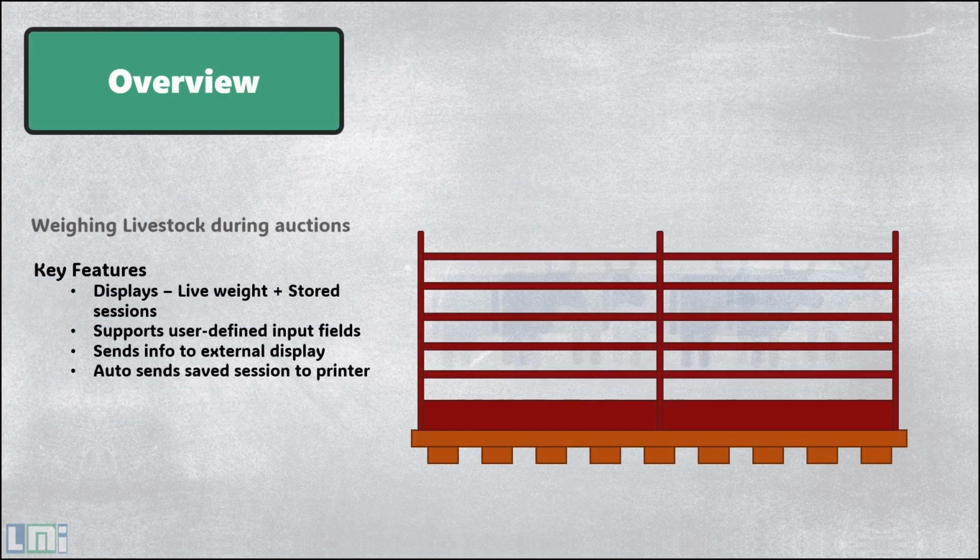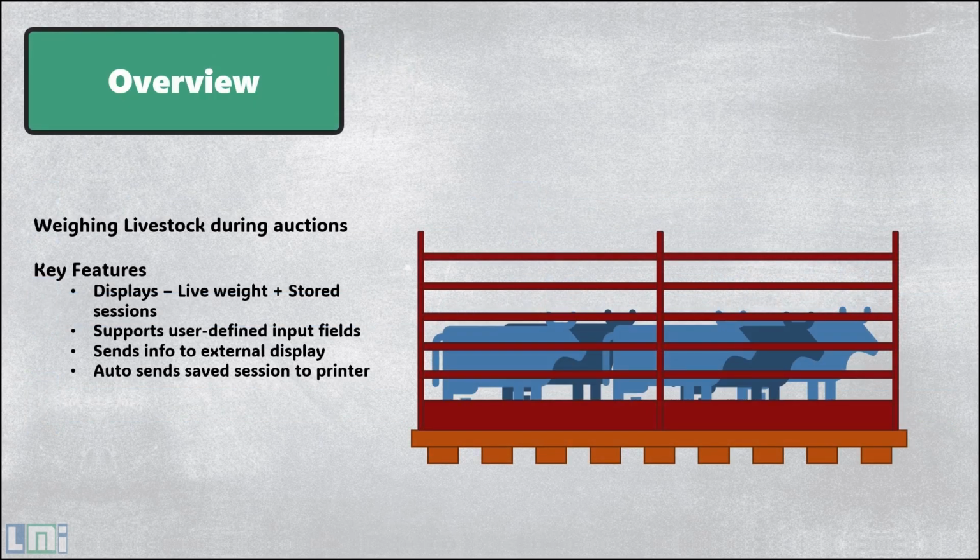The LS210 auction scale is designed for weighing livestock during auctions. Key features include displaying both live weight and stored session data, supporting user-defined input fields, sending weight information to an external display via serial port, and automatically sending saved session data to a printer through a separate serial port.